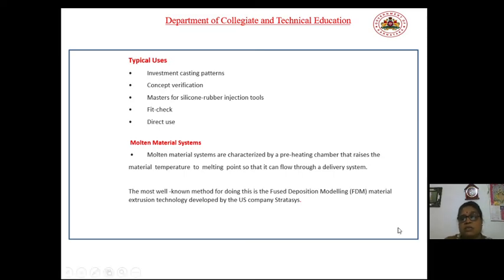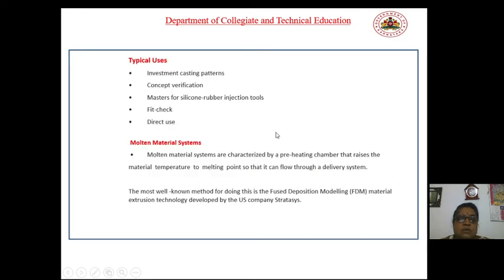Molten material systems are characterized by a preheating chamber that raises the material temperature to melting point, so that it can flow through a delivery system. The molten material system is almost similar to the laminated object system, but here we are using wax as the supporting system. Once the process is over, the wax is removed by applying temperature. It reaches a molten state, and only the object gets taken out, that is, the product can be taken out. This is the molten material system.